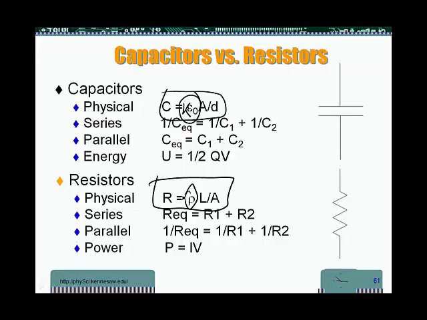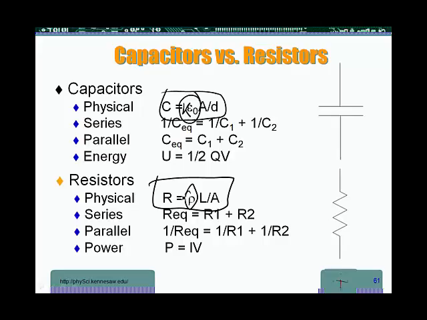Now, for the capacitors, the area is in the numerator. For resistors, the area is in the denominator. For capacitors, the distance separating the plates is in the denominator. The equivalent for resistors, which is the length of the wire, is in the numerator. Because of that, the equations that determine what happens when we combine capacitors and resistors in parallel and in series are opposite to each other for capacitors than for resistors.